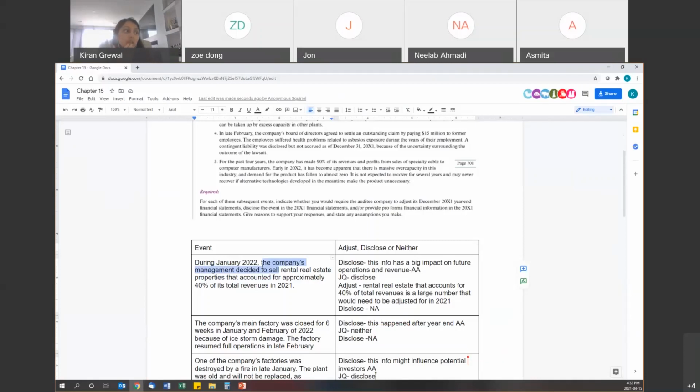So you do need to figure out if they did actually decide this in 2022, where you can look at the board of directors meeting minutes, because a decision like this would be a decision that the board of directors makes. So you could look at the meetings from the 2021 year and see if there was any mention of selling off these properties or talking about it or deciding about it. That would help determine if this was decided before year end or after year end.